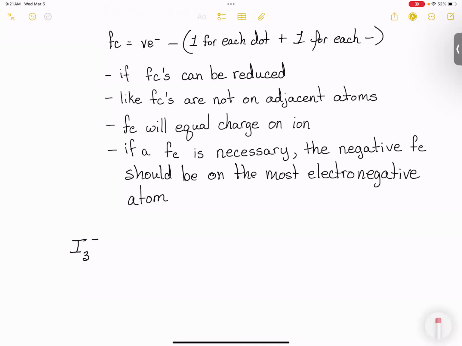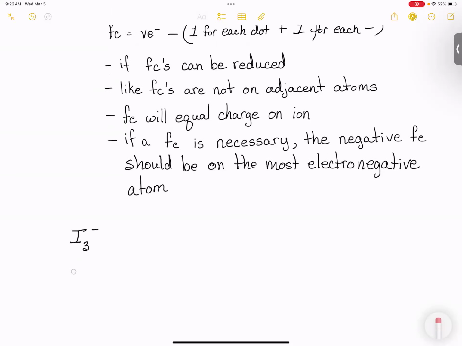Okay, step number 1 is to determine the total valence electrons. We have 3 iodines. Iodine is in group 17. The last digit is a 7, so it has 7 valence electrons for a total of 21 valence electrons. The charge must be taken into account. Because it's a -1 charge, we're going to add 1 for the negative charge, for a total of 22 valence electrons that must be distributed.